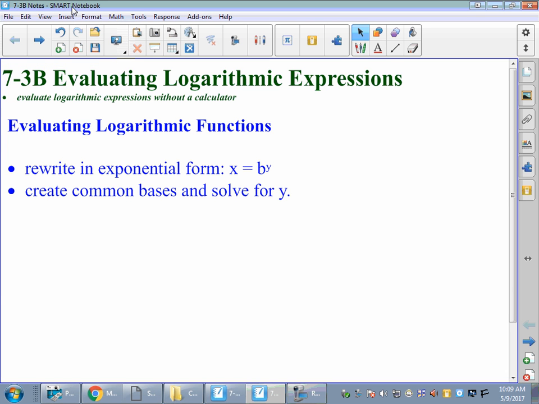These are your 7.3b notes. We are now going to look at evaluating logarithmic expressions.